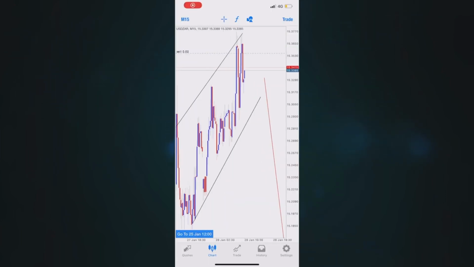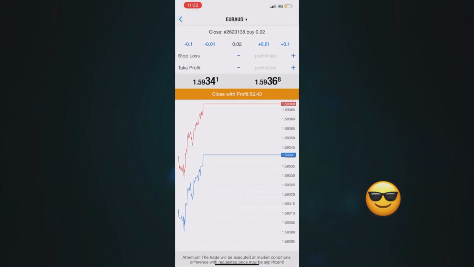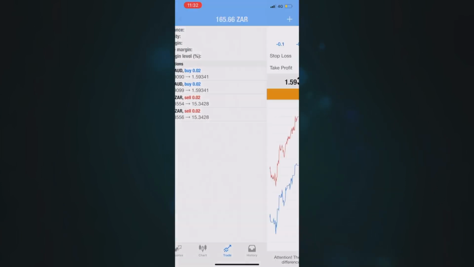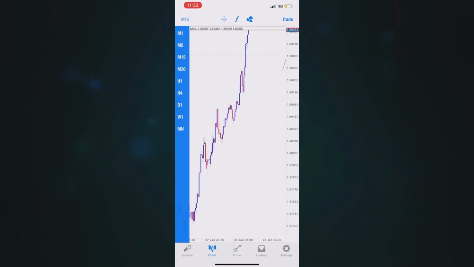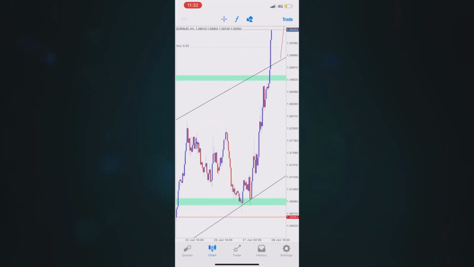We're back again, guys. Looks like USD is ready for sales. I'll quickly close Euro AUD. The aim is to grow this account, guys. That's why I'm closing these trades right now. Remember, the aim is to grow the account. The aim is to pay ourselves.